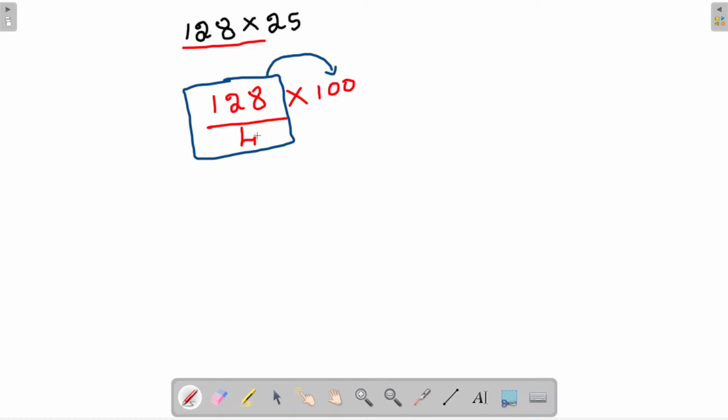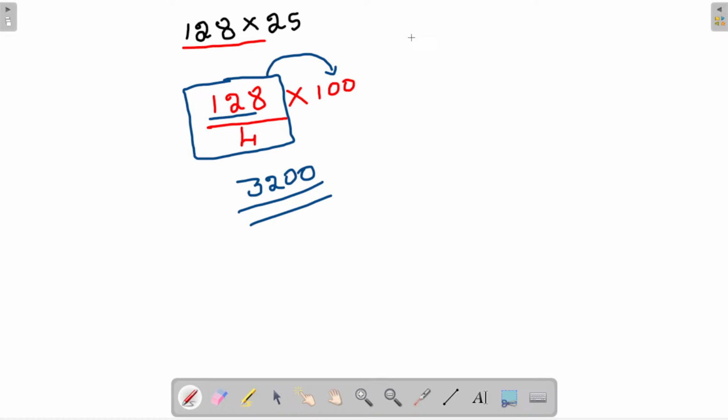I told you any number division by 2 means one time half, and any number division by 4 means two times half. What is half of 128? One time half is 64. One more time half is 32, into 100. Your answer will be 3200.